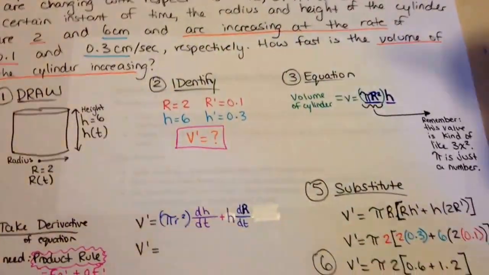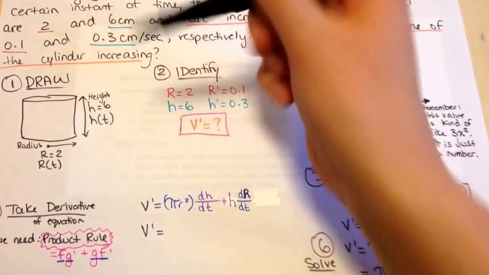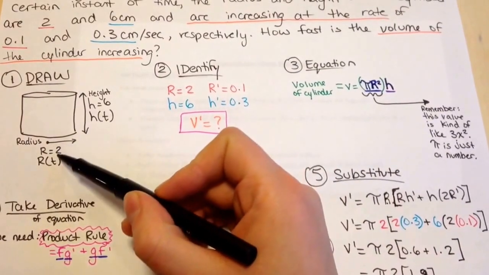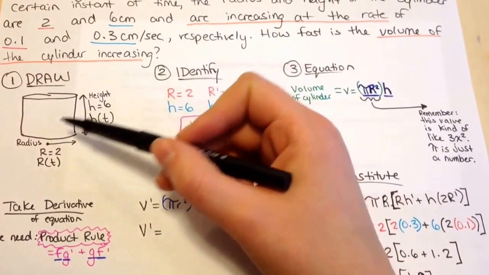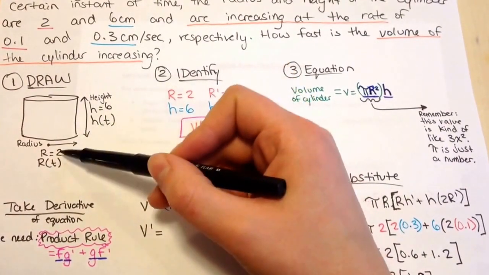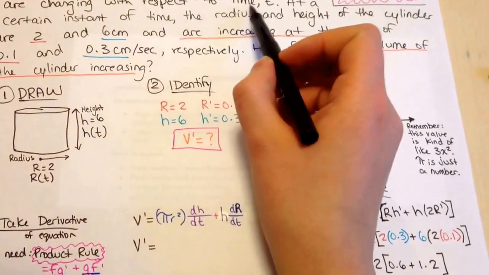So the first step that I did was I drew a picture. I drew a picture of the cylinder. Here I put in a radius of 2 and the height of 6. Now we have to keep in mind that both the radius and the height are functions, and they are both changing with respect to time, as is stated up here.